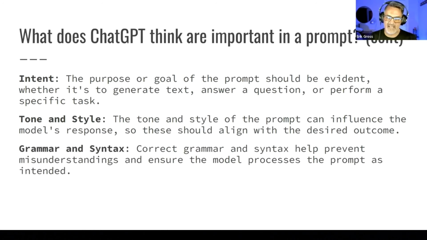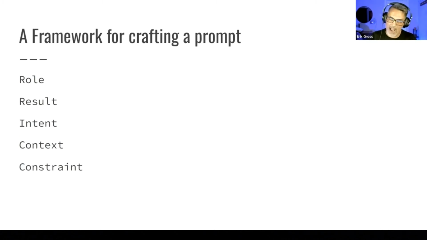And finally, grammar and syntax. Remember, it's been trained on billions of sentences, and it's learned the actual structure of sentences. And so the prompts you give it should, to the best of your ability, obey standard grammar and syntax. That helps prevent it from misunderstanding what you want, because it's going to try to match up what you gave it against all of the data it's been trained on. And if the data you give it doesn't obey standard grammar, it'll have a hard time matching it up against what it knows.